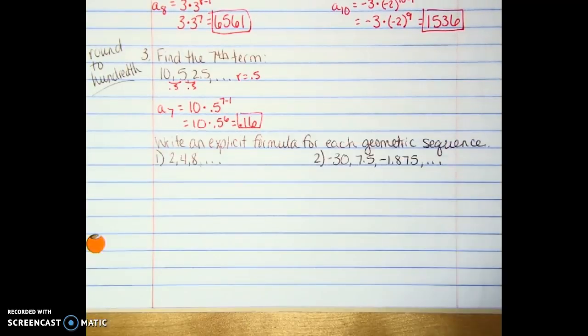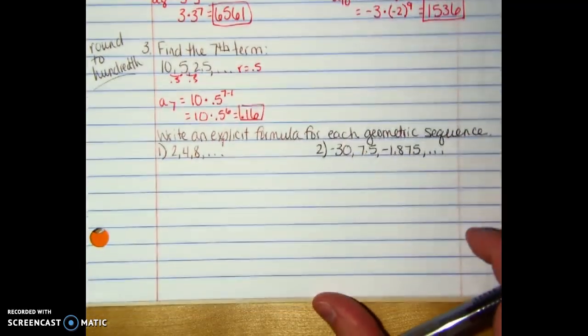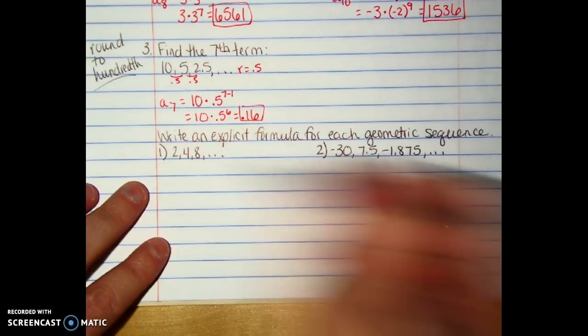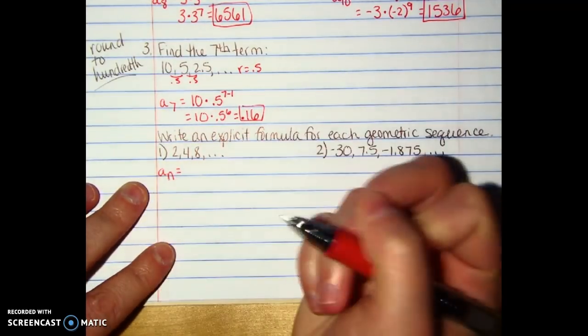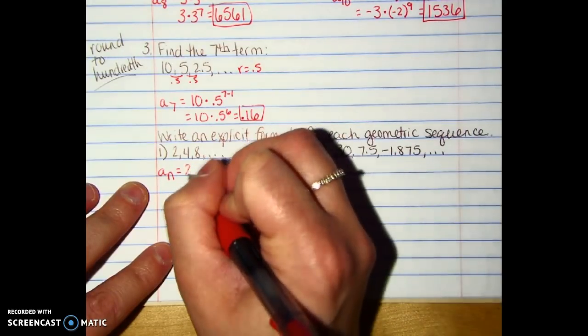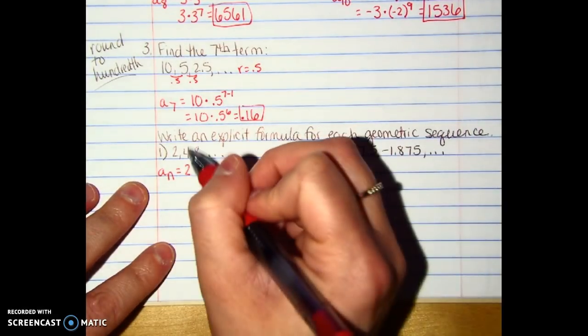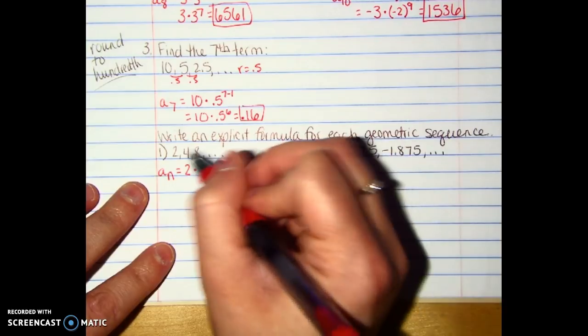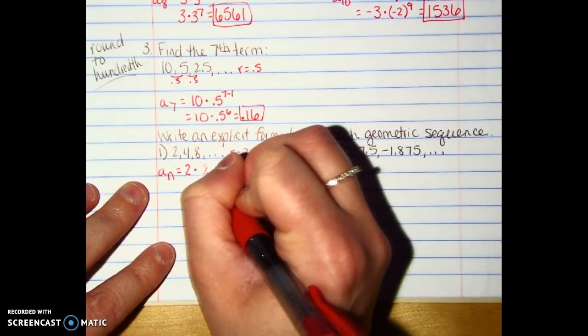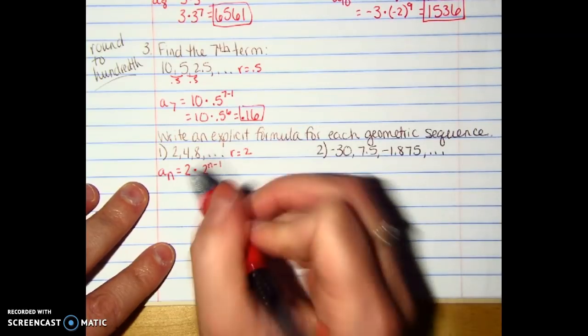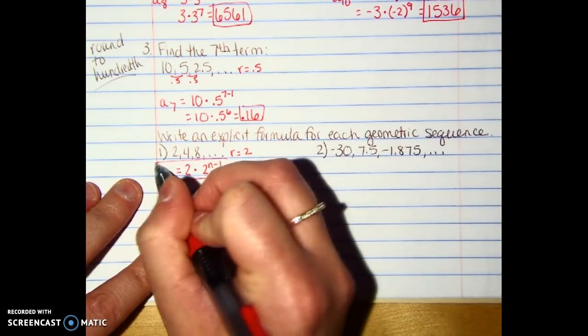Okay, I have 2 more. This is the easy part where you just write the formula. Here it doesn't say which term you're solving for, so it's just in general a sub n equals the first term, which is 2, times the common ratio. 4 divided by 2 is 2, 8 divided by 4 is 2. So r equals 2. So 2 to the n minus 1. And that's it.